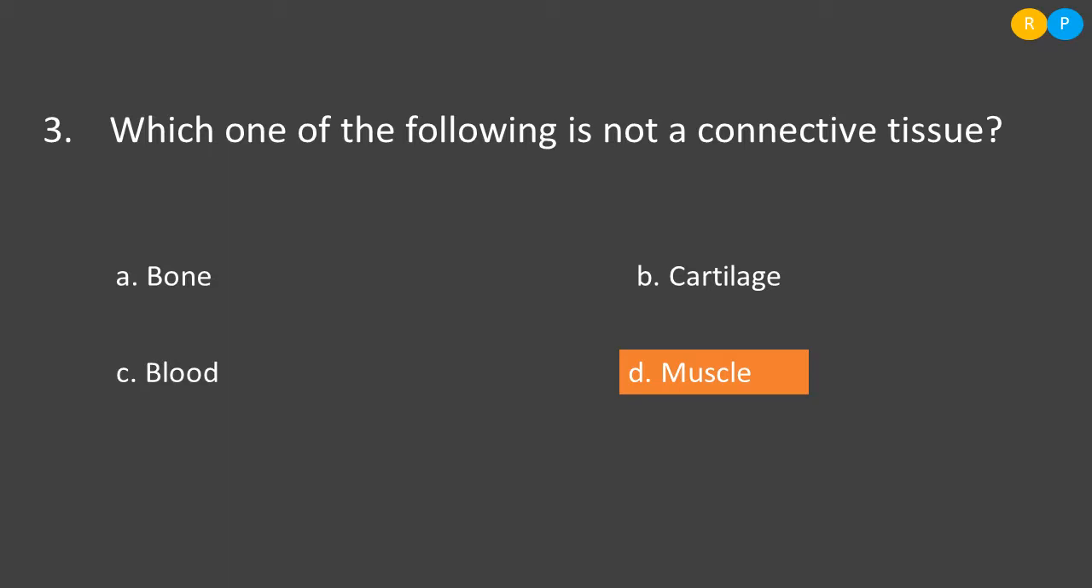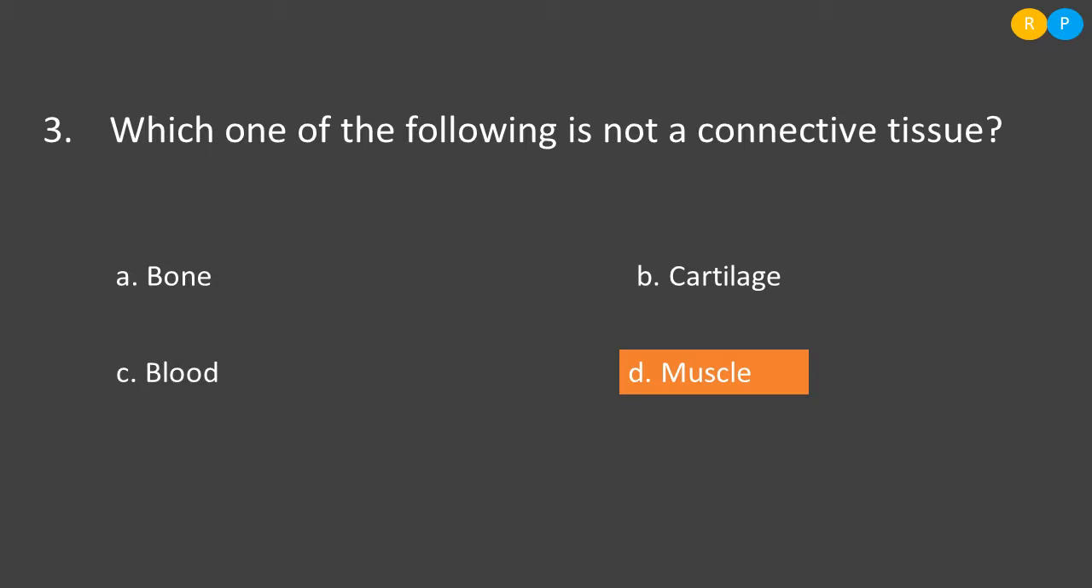Clear. So let us look into option A, bone. Bone is a solid connective tissue because it actually forms the framework of the human body, and the bone gives support to our body. Because of that, it is called a solid connective tissue. Then option B, cartilage. Cartilage is also a kind of connective tissue.